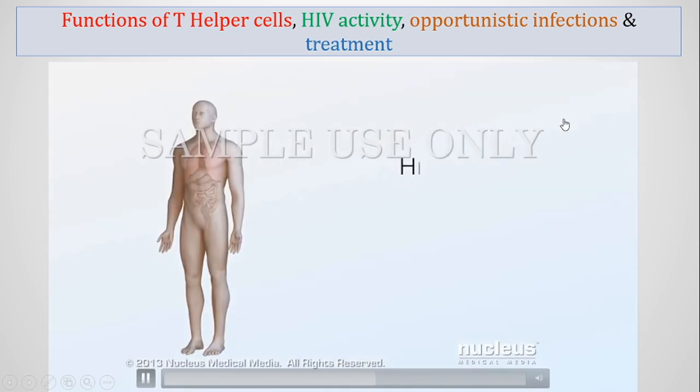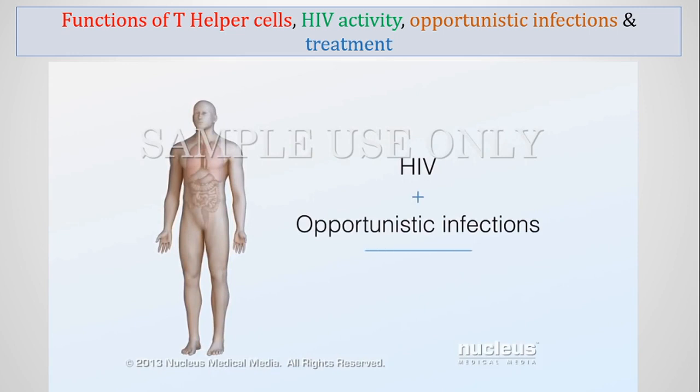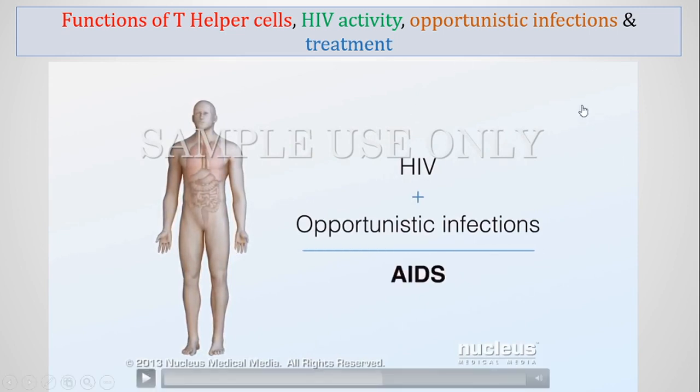If you have an HIV infection and one or more opportunistic infections, you have AIDS. So here it has been said that AIDS is a condition when there is HIV infection as well as opportunistic infections by different bacteria or fungus. This set of conditions is called AIDS.